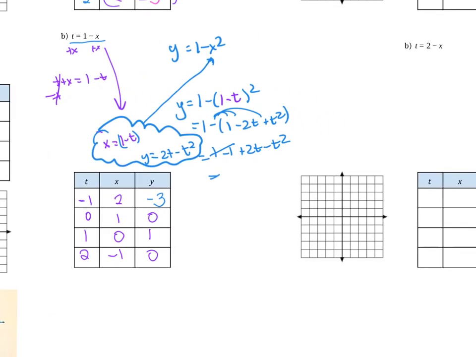Plotting these points, x is 2 and y is -3. Then x is 1, y is 0. Then we have 0, 1, and then -1, 0. We know it's moving in this direction here. Looking at the equation y equals 1 minus x squared, that is the graph here, and that helps us out a little bit. So this is our graph and our equations.